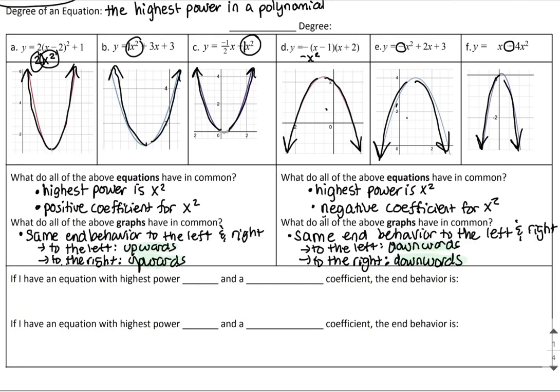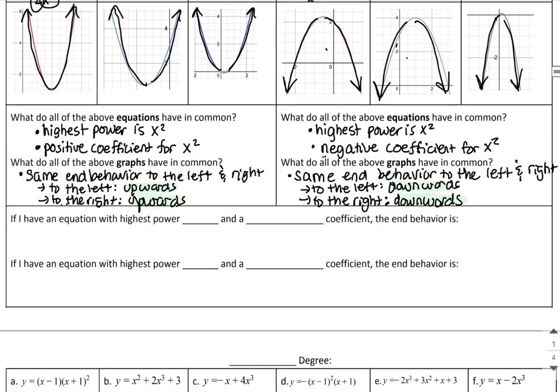All right. So I can deduce that if I have an equation with the highest power x squared and a positive coefficient, the end behavior is going to look like this. As I go to the left, I'm going upwards. As I go to the right, I'm going upwards. If I have an equation with highest power x squared and a negative coefficient, as I go to the left, I'm going downwards. As I go to the right, I'm going downwards.